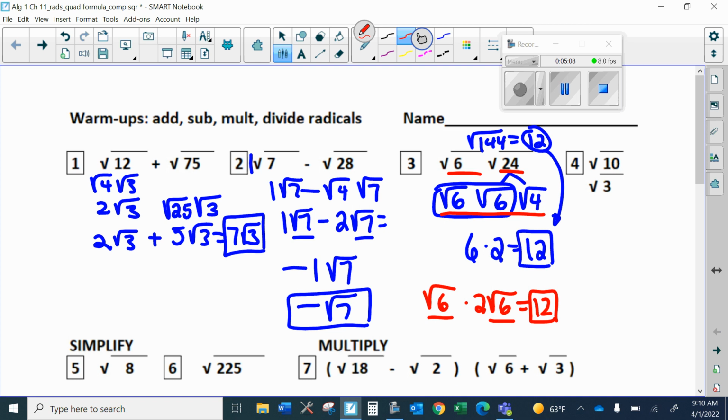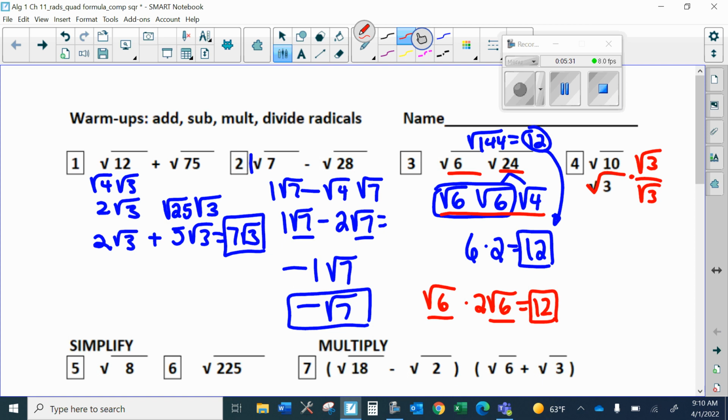Now, that's for multiplication. Division, what you need to know about division with radicals is you cannot have a radical in the denominator. So right now we have a radical in the denominator. Remember, a radical is called an irrational number. So what we have to do is called rationalize the denominator. That's the concept of what it's called, rationalize.